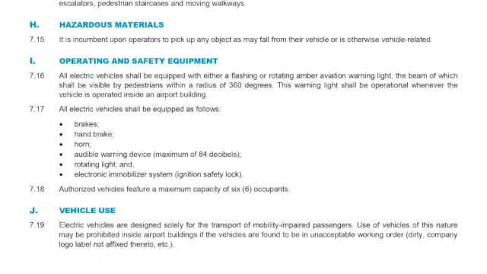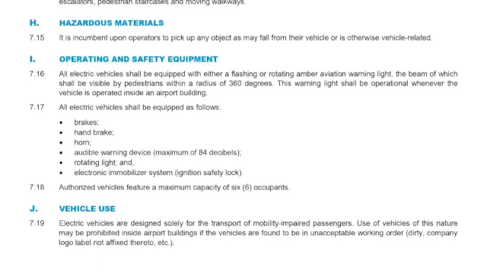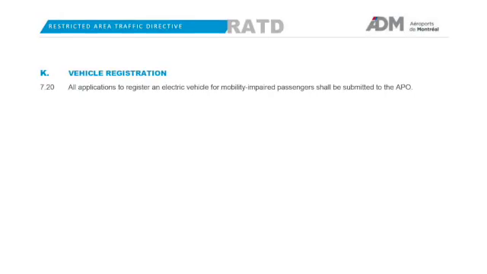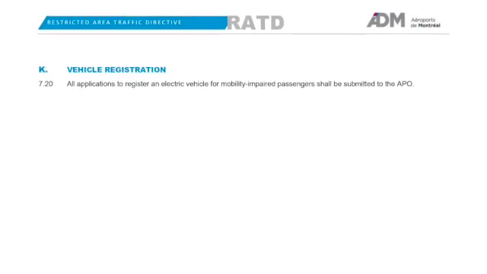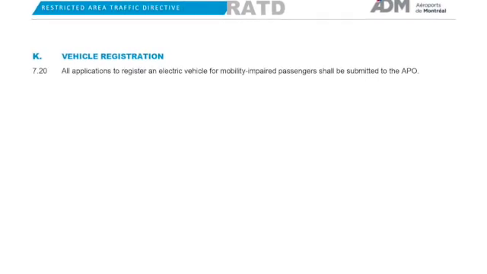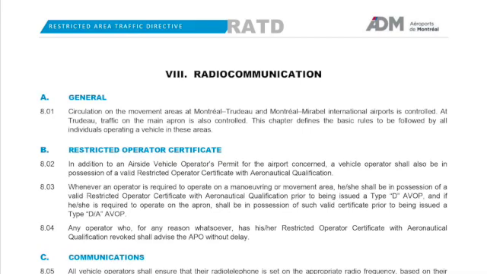Use of vehicles of this nature may be prohibited inside airport buildings if the vehicles are found to be in unacceptable working order, dirty, company logo label not affixed thereto, etc. K. Vehicle registration. 20. All applications to register an electric vehicle for mobility impaired passengers shall be submitted to the APO. 8. Radio communication. A.